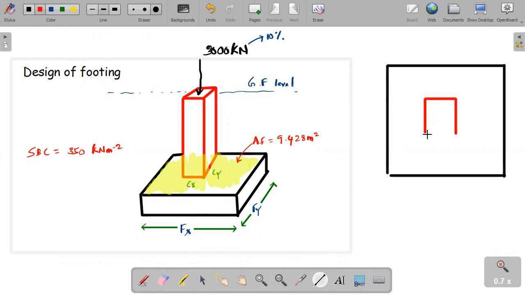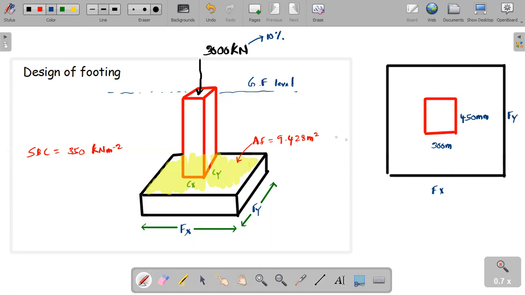For example, I will take 300 by 450. I will take this as 300 millimeters, that means 1 foot. This is 450 millimeters, and that means 1.5 feet. This is the column. This is not a square. This is a rectangular type. So we need to find this fx and this fy.